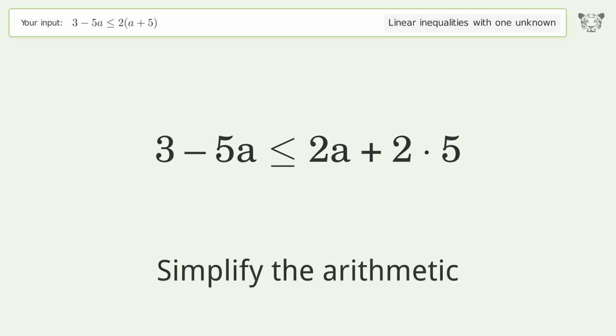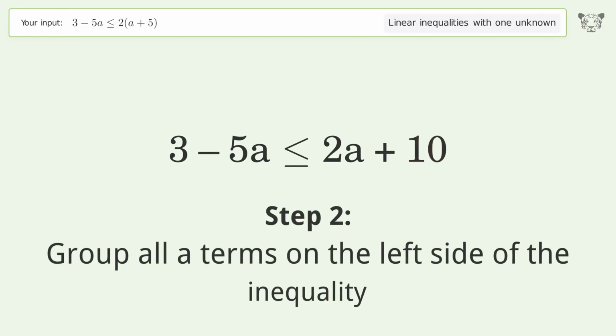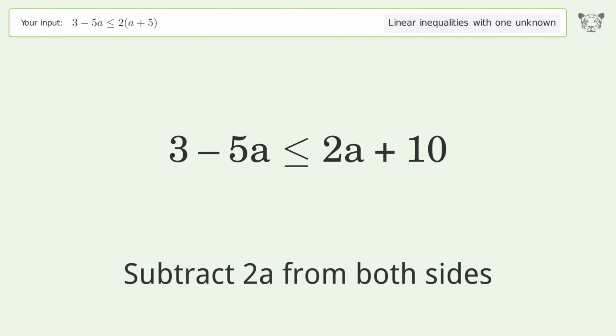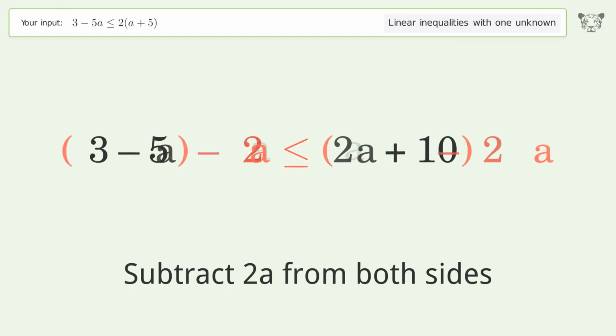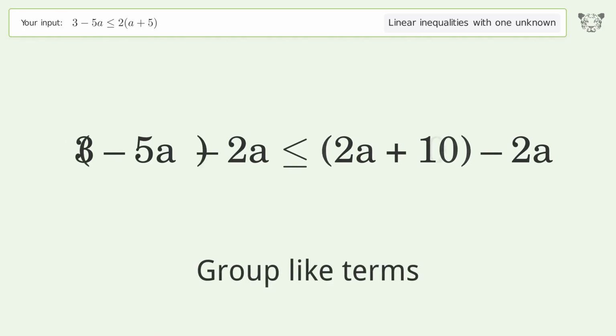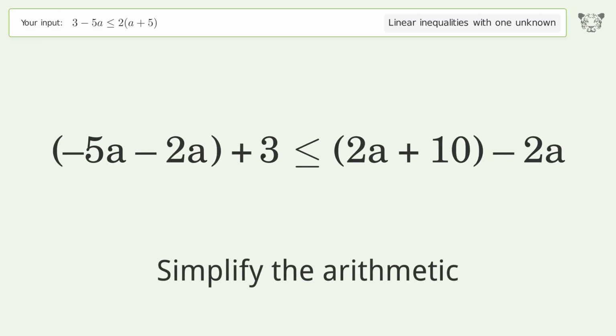Simplify the arithmetic. Group all a terms on the left side of the inequality. Subtract 2a from both sides. Group like terms. Simplify the arithmetic.